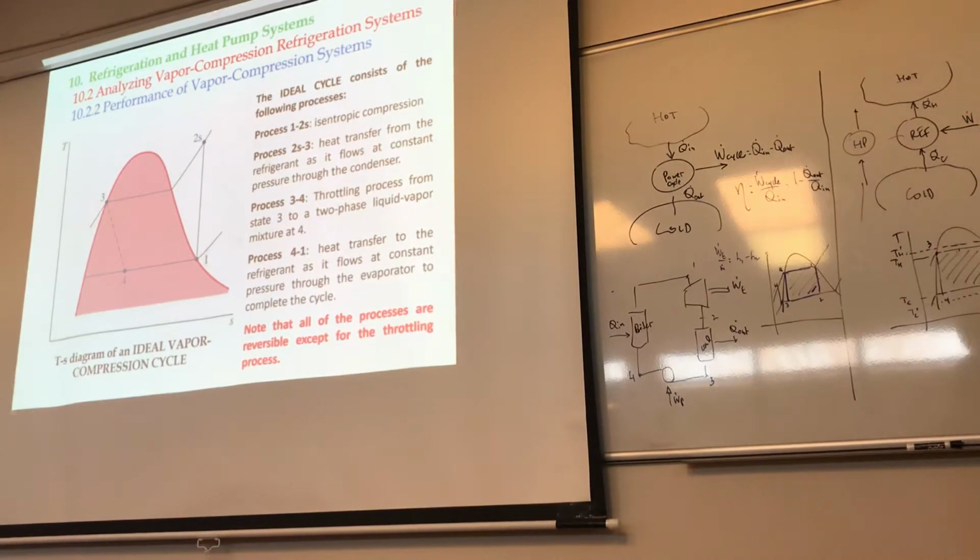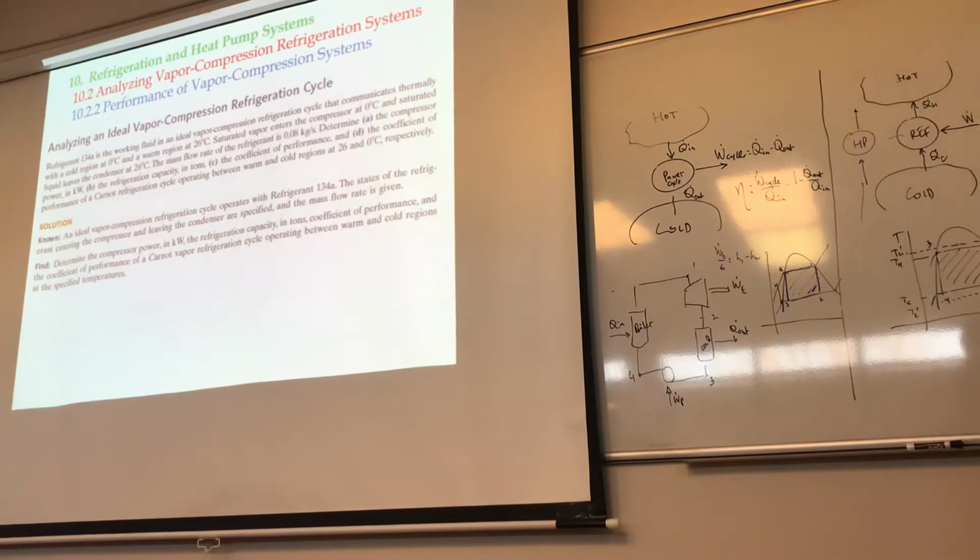Now, let's take a look at this example here. This is the typical cycle that you need to be familiar with. Refrigerant 134a is the working fluid. Some other ones would be different refrigerants.